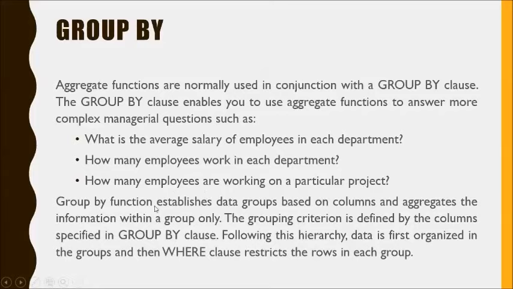Group by function establishes data groups based on columns and aggregates the information within a group only. The grouping criterion is defined by the columns specified in group by clause. Following this hierarchy, data is first organized in the groups and then where clause restricts the rows in each group.